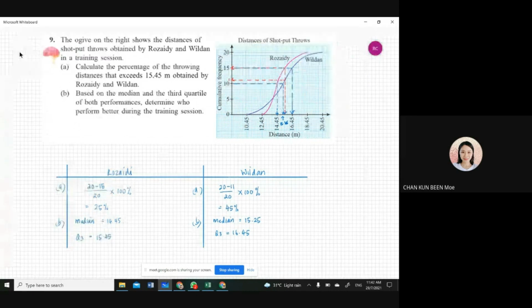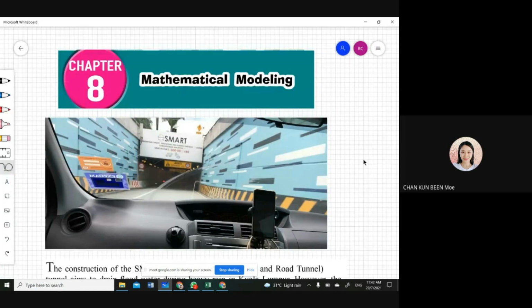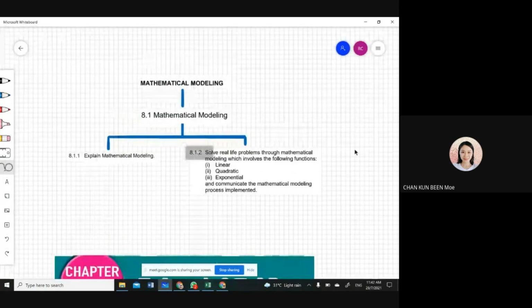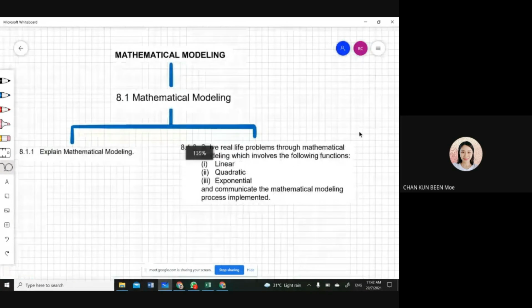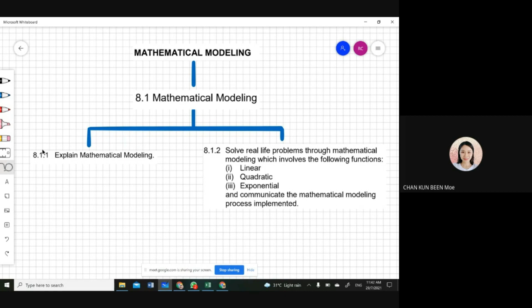That is the last topic in your syllabus. Mathematical modeling is a new topic for you all. So I'm going to let you see the tree first. Okay, so in this mathematical modeling, we only have one subtopic, the only one. And today we are going to learn the first one here, explain mathematical modeling.